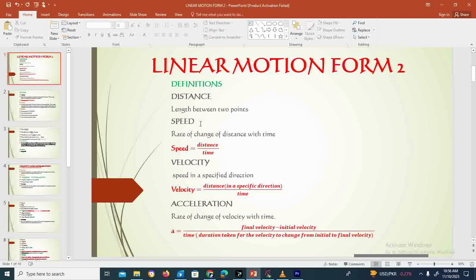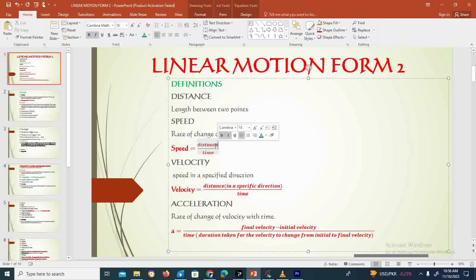The other term we look at is speed. Speed is the rate of change of distance with time, or in other words, distance covered per unit time. The formula is highlighted here. Speed is distance over time. It can be expressed in kilometers per hour, meters per second, centimeters per second, miles per hour, or the knot, including several other units.